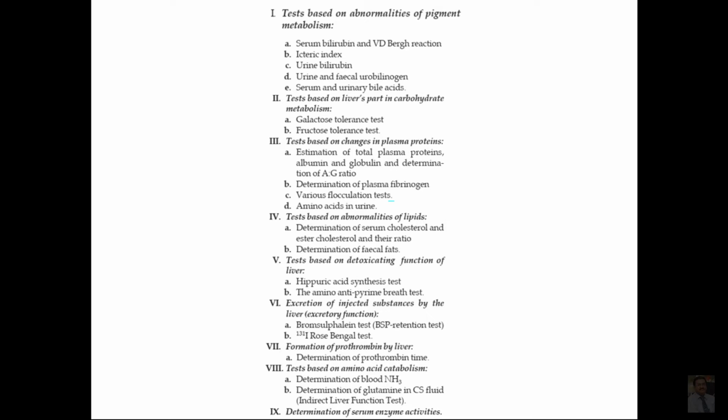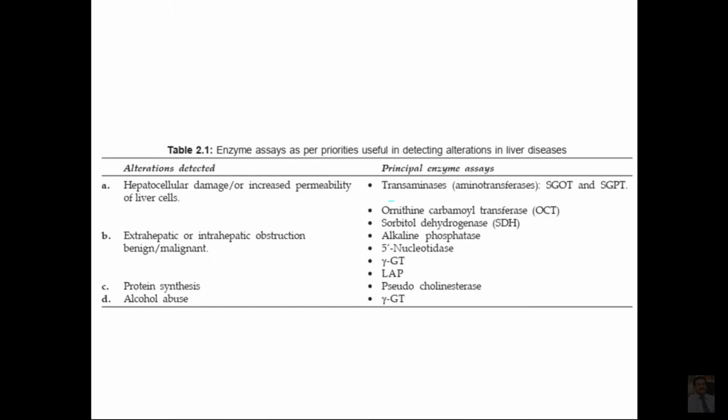Third one is plasma protein, and fourth one is abnormalities of lipids, and fifth one is detoxification, that is the drug metabolism related test, and the sixth one is excretion of injected substances, that is excretory function. Okay, that is a bile test and bile function test, and the next one is the prothrombin test, that's the blood clotting factor test, and amino acid catabolism, and finally all the serum enzyme activities related to the enzymes of the liver. So with this we can conclude all the tests, and we can go to the enzyme assay.